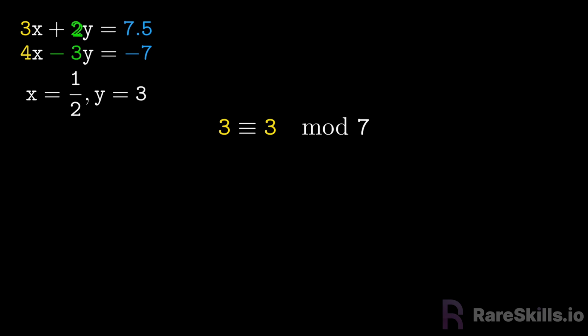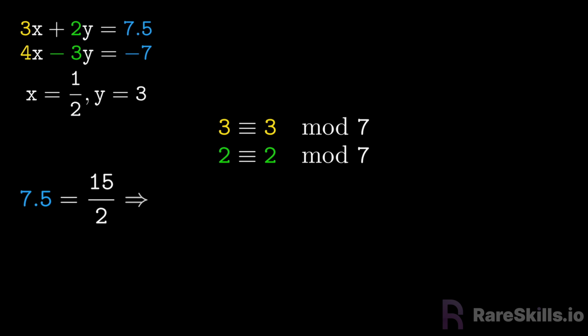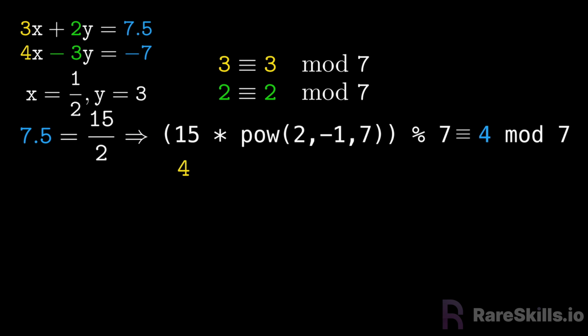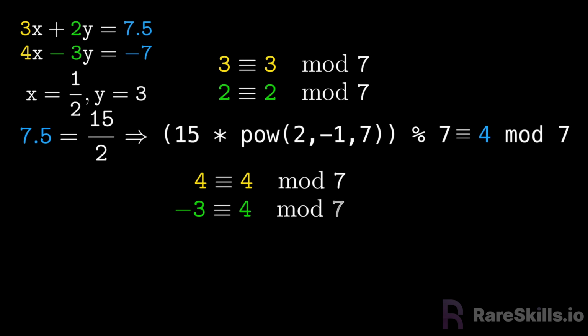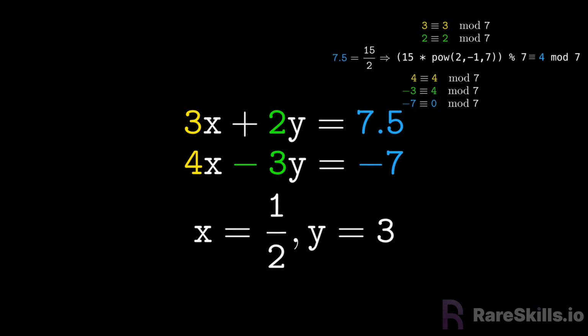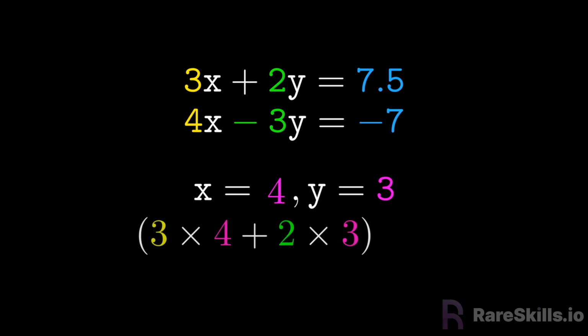3 becomes 3 modulo 7, 2 becomes 2 modulo 7, 7.5 becomes 15 divided by 2, which is congruent to 4 modulo 7, 4 becomes 4 modulo 7, negative 3 is congruent to 4 modulo 7 also, and negative 7 is congruent to 0 modulo 7. Next, we convert our solution of x equal to 1 over 2 to 4, and y equal to 3 to 3. 3 times 4 plus 2 times 3 modulo p, which is 7, is equal to 4.